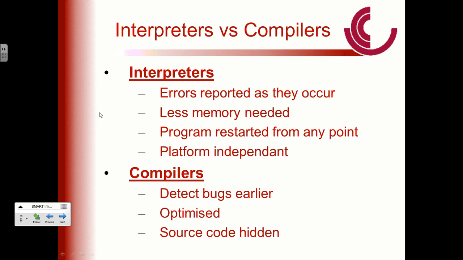Platform independent obviously means it will run on pretty much anything. Optimized. What does that mean? Why is that there? How is that a big advantage? I suppose it's fairly obvious how it's a big advantage, but why is it possible with compiled languages, not interpreted? Just think that through. Why can't you optimize interpreted languages?